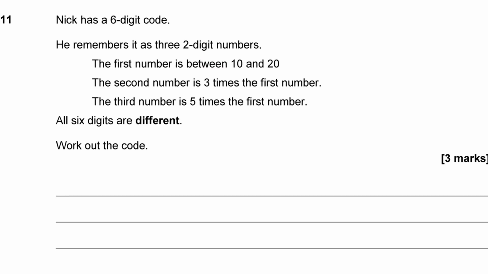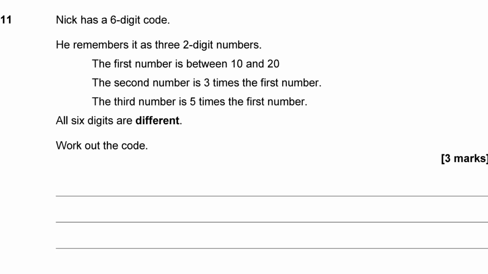Question 11. Nick has a 6-digit code. He remembers it as 3 2-digit numbers. Now the first number is between 10 and 20. The second number is 3 times the first number, and the third number is 5 times the first number. All 6 digits are different. Work out the code. Oh, this is a bit of a crazy fun question.